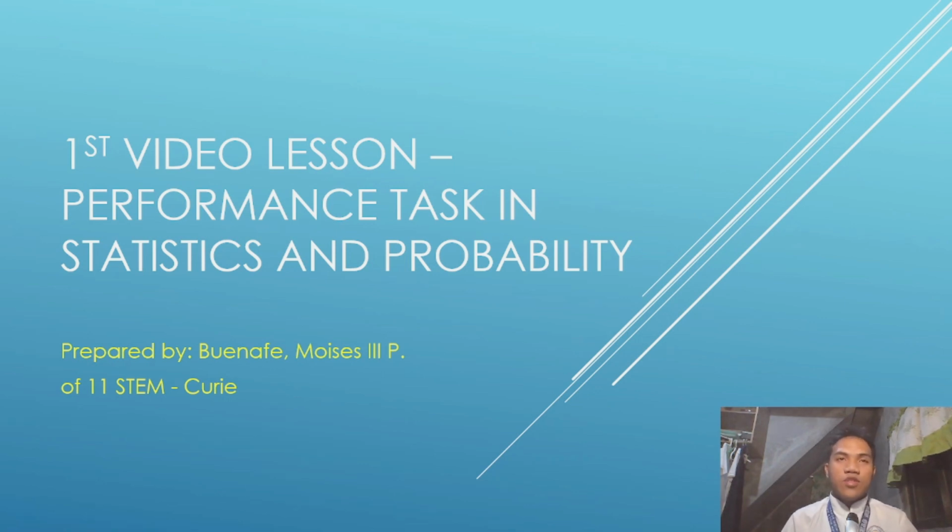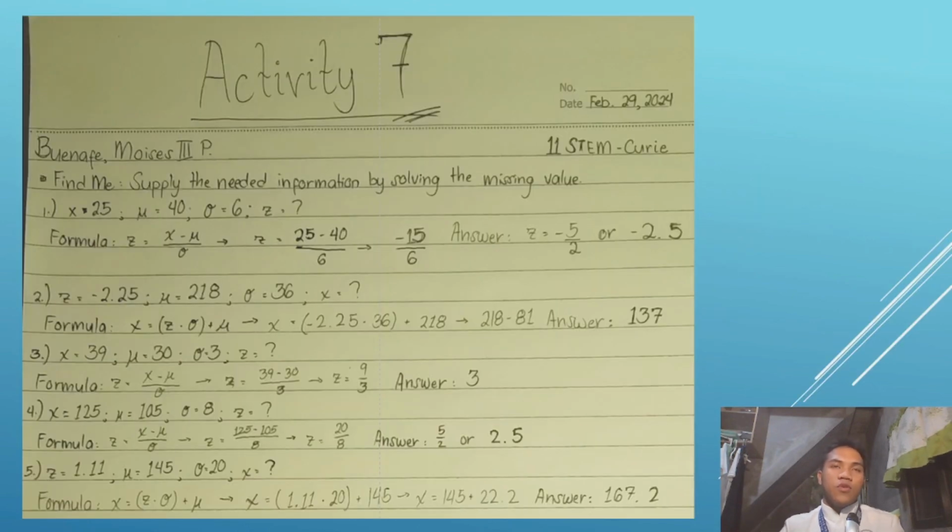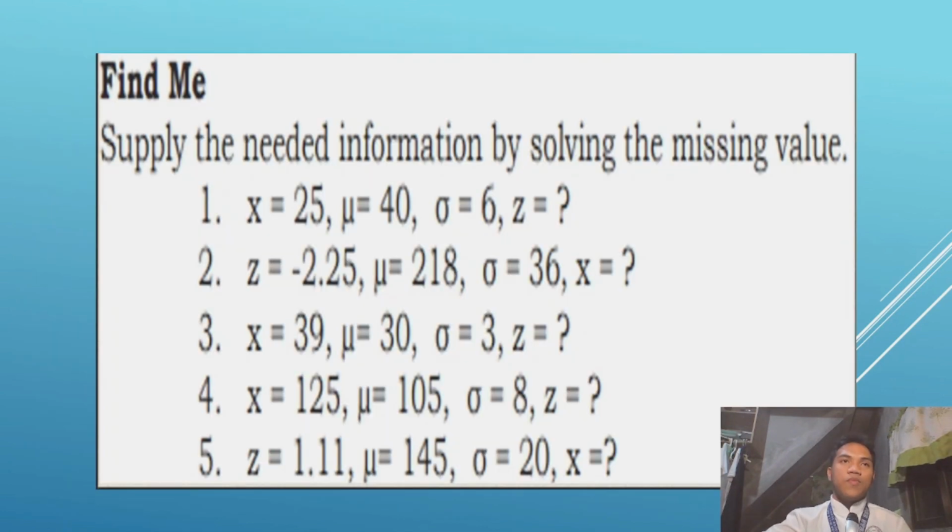This is my first video lesson, Performance Tasks in Statistics and Probability, prepared by Boyna Moise P of 11 STEM Curie. Starting off, we will explain and answer the items in Activity 7. The given questions from 1 to 5 are these.